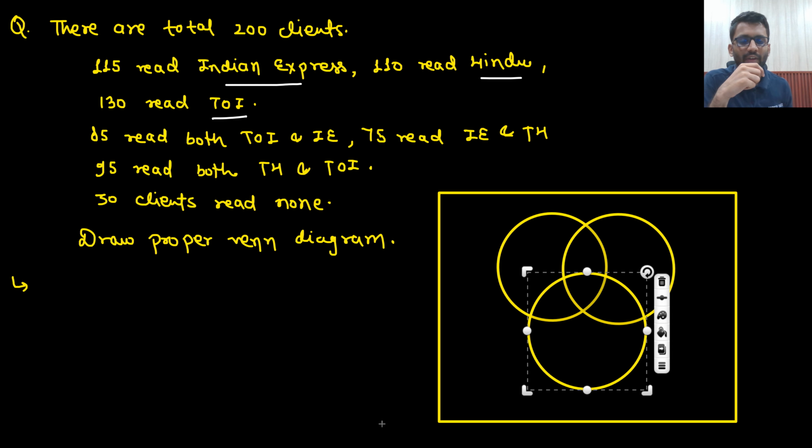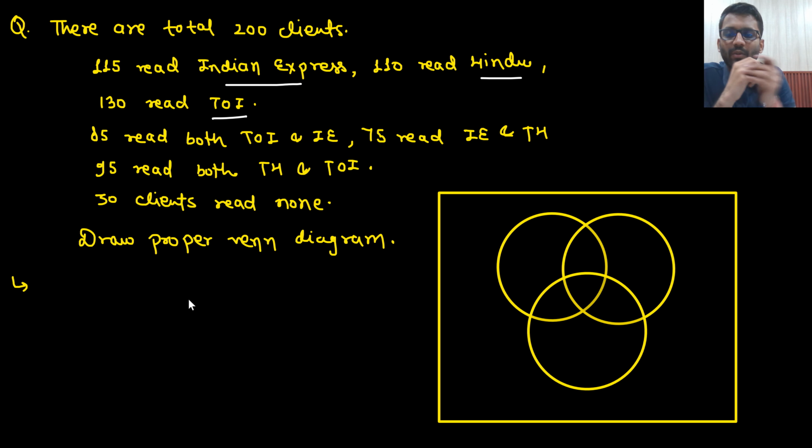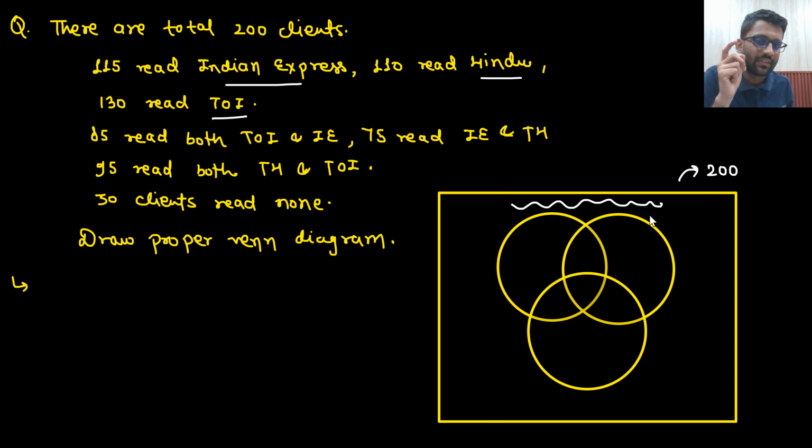So first I will try to find the common part. Where do I get the common part? 30 clients read none. This is what I get. That means total clients are 200. So 30 read none, which means this combined will give me 170. Say yes or no? Because 30 read none, those 30 will come here.